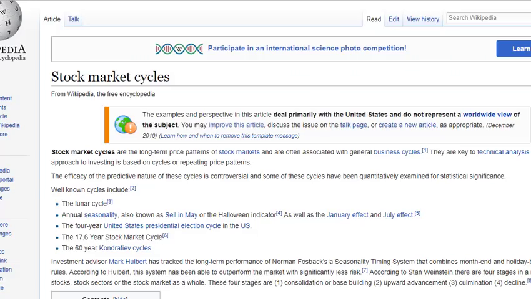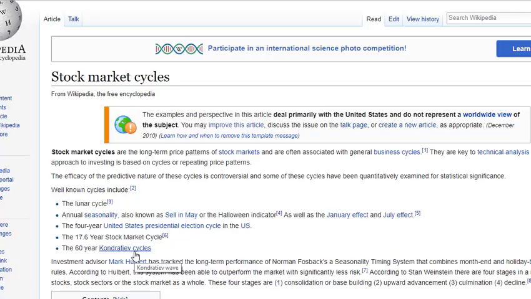I did a very simple search and came across this Wikipedia article about stock market cycles, and you can see there's actually very little mention about any of the longer cycles. The longer cycle that they do mention here is a very well-known cycle, the Kondratiev cycle. That's spelt with a V there. Sometimes it's spelt with a double F.